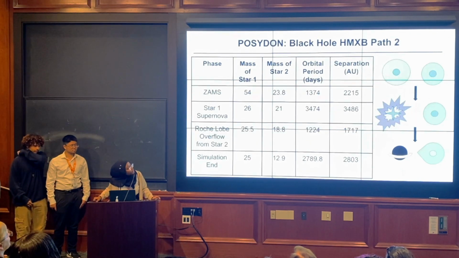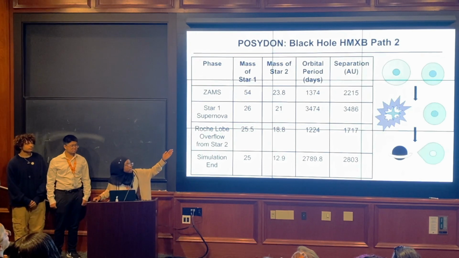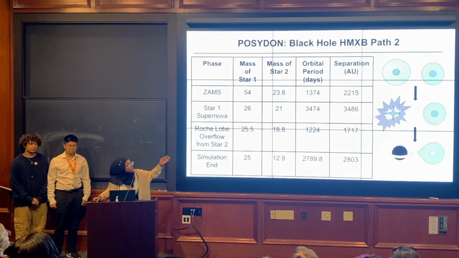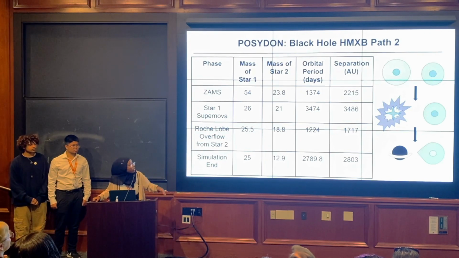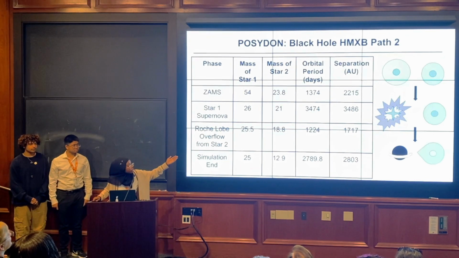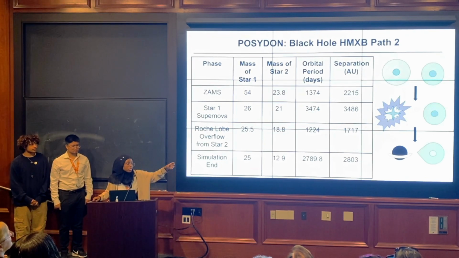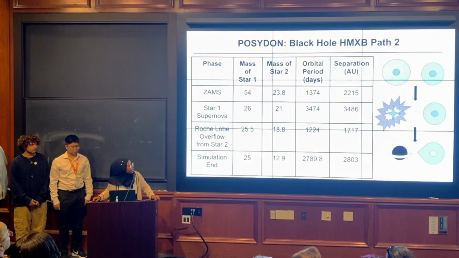The second most common path, path 2, is similar to path 1. So you have your 0-age main sequence, the adult phase of the stars. Star 1 explodes into a supernova and becomes a black hole. Now, what's unique to path 2 is something called the Roche lobe overflow. So mass from star 2 is actually being sucked into the first star, and that's why you can see that its mass went from 21 to 18.8, and after millions of years, the simulation ends.